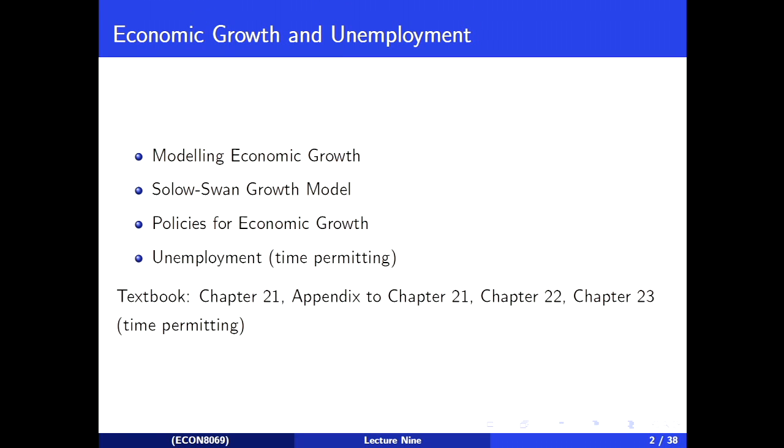We're going to be really focusing on modelling economic growth, and we're going to look at the traditional model, the usual model, which is our Solow-Swan growth model. We'll talk about some policies that the government could think about for improving economic growth, particularly in light of what we've learned from our modelling. And then, time permitting, we'll talk a bit about unemployment as well.